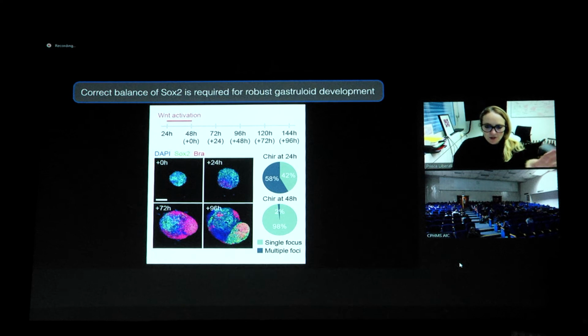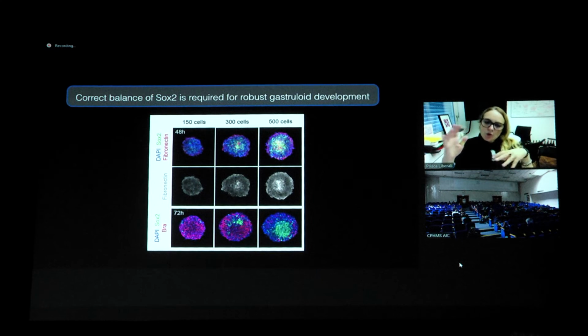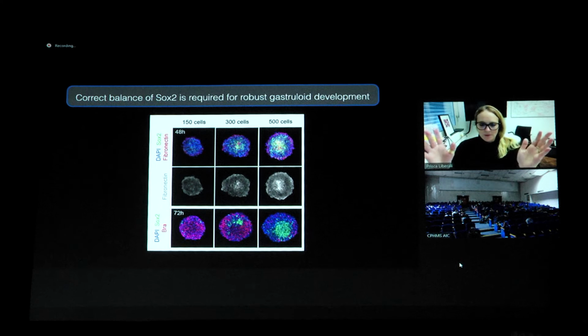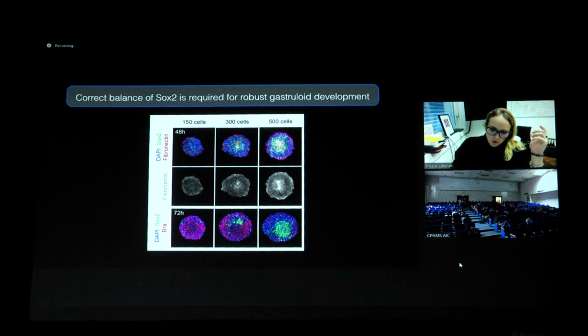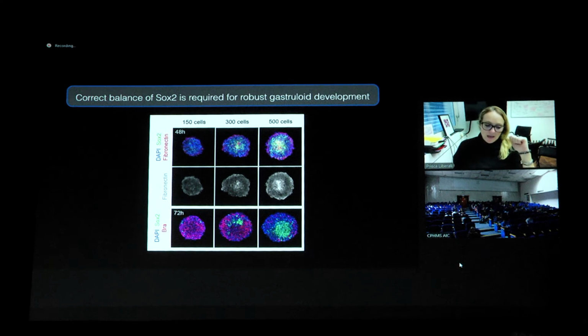The other way to change this heterogeneity was to change the number of cells. In the field, it's clear that the initial number of cells for gastruloid development is very important. It's this center column with 300 cells, and we started making gastruloids with 150 cells or 500 cells. Here we have a different fibronectin core and a different SOX2 core that then gives later on a different brachyury response. And again, also here, if you have way too much SOX2, you have this multifoci phenotype.